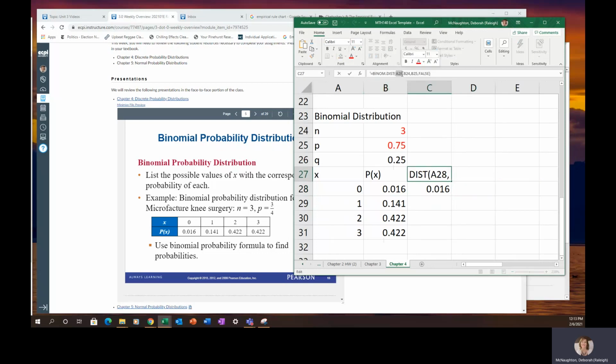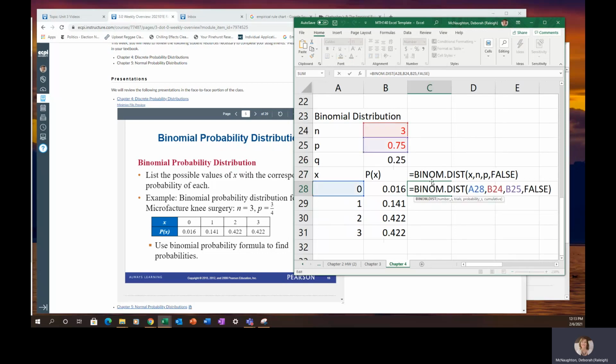This is X, N, P. Okay, so that's what we put in. X, N, P, false. All right, so now if we anchor, we want our X's to change, but we want to anchor our N. I only need to anchor the row location because I'm just going to copy this down. And I want to anchor my P, so it doesn't change those. And now I can just copy this formula down.